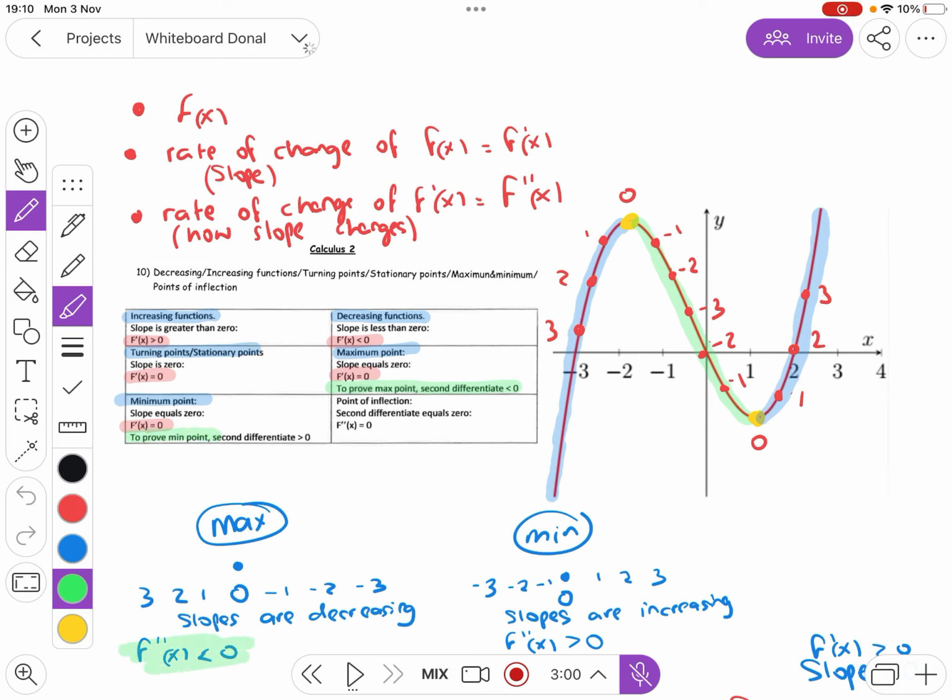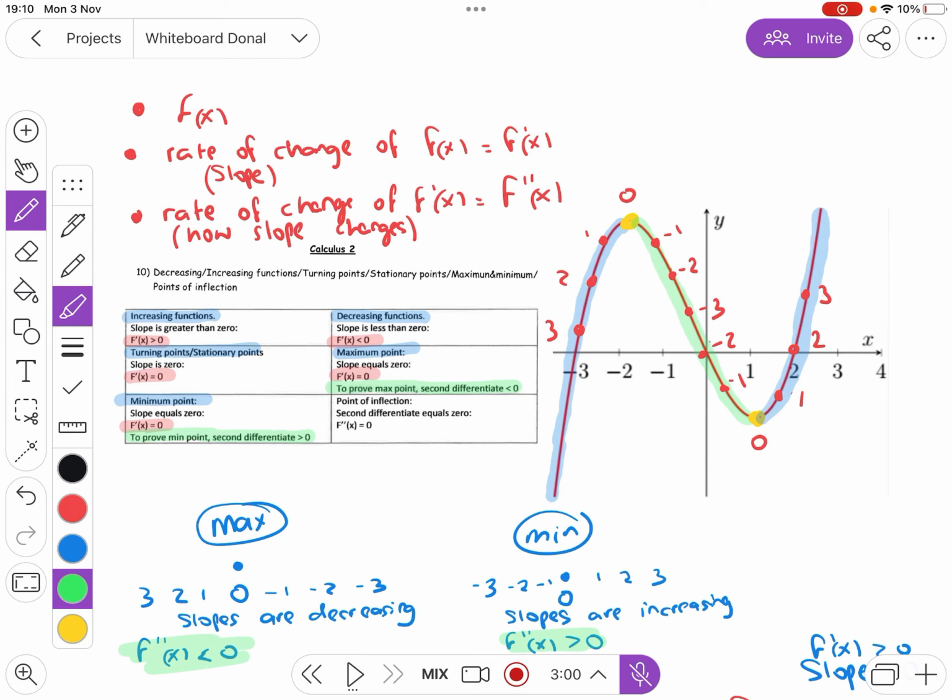To prove a minimum point, the second differentiate is greater than 0. And that's what's coming from here. So it's nearly the opposite than what you think. For a maximum, it needs to be less than 0. For a minimum, it needs to be greater than 0. Because at a maximum, the slopes are going down in terms of numbers. In a minimum, the numbers of the slopes are actually increasing.